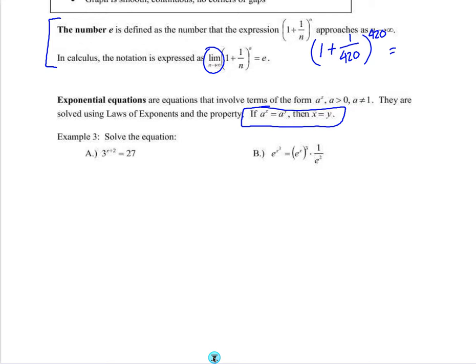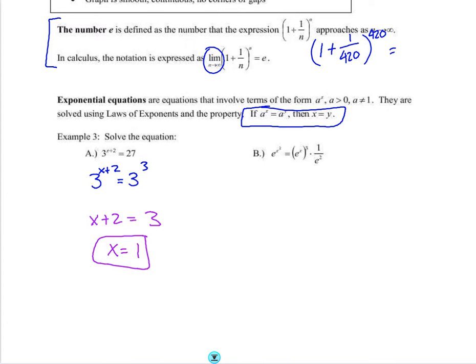Maggie? 3 to the third power. 27 is equal to 3 to the third power. So now, since the bases are the same, I can set the exponents equal to each other. X plus 2 is going to be equal to 3, meaning x is equal to 1. X equaling 1 is the only value that makes that equation true. Go ahead and try B. Give it a shot on your own, then we'll walk through it together.